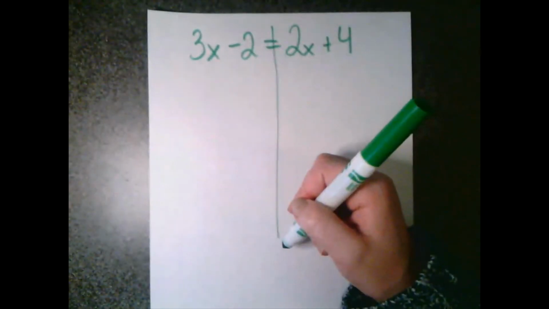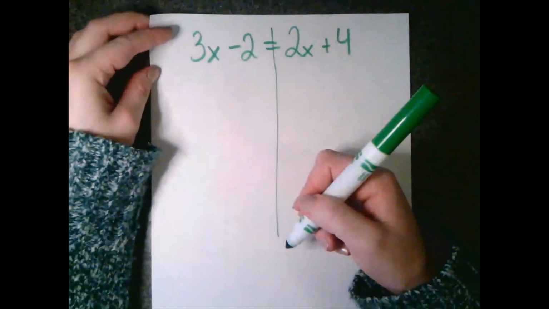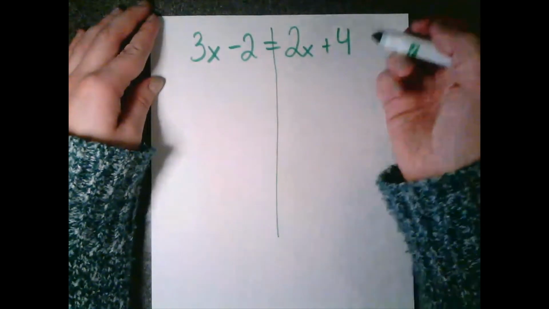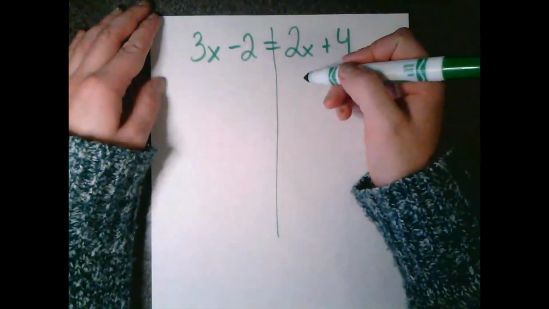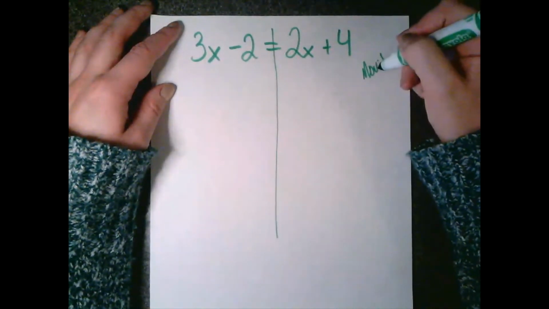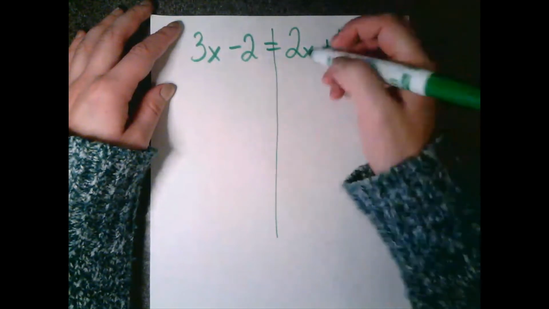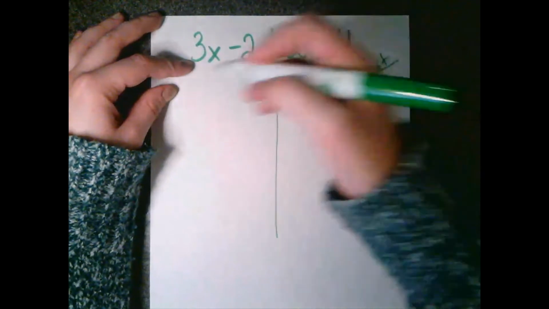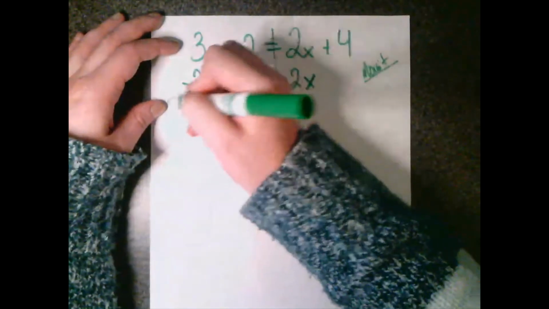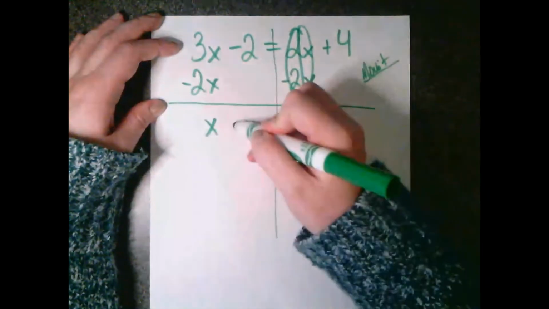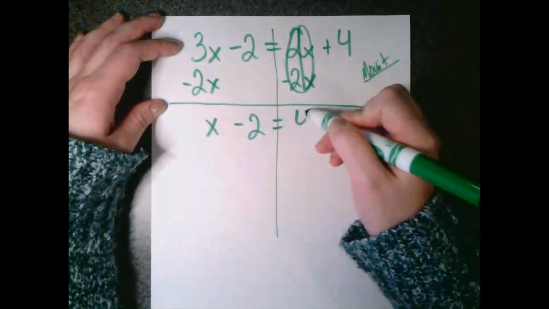You will need to solve all the problems in the test on separate pieces of paper. There are instructions on that. First thing I'm going to do is move it. On my 2x and my 3x, I'm going to subtract 2x from both sides. I'm going to remove 2 x's. Okay, so I'm left with x minus 2 equals 4.